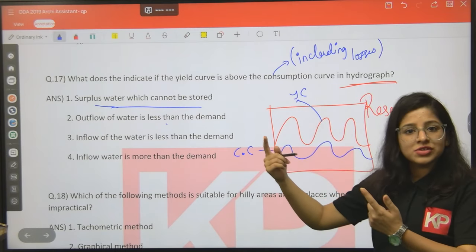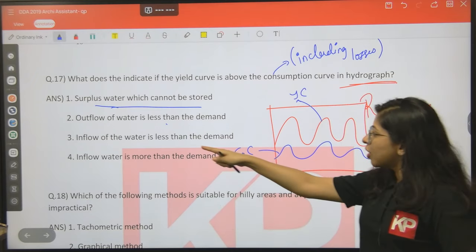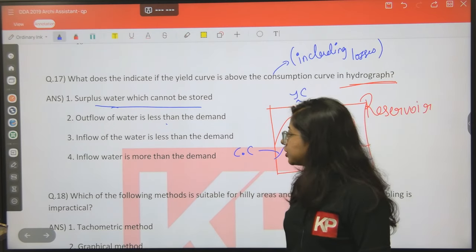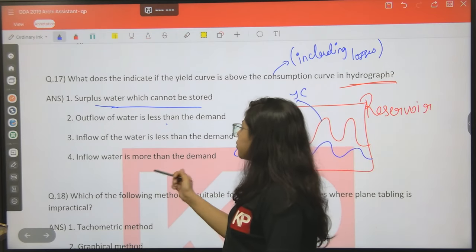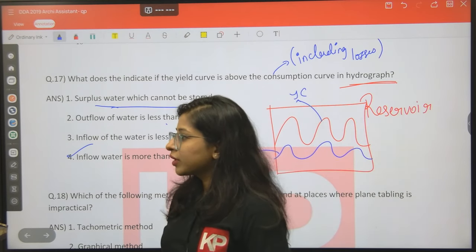Your yield curve is above the consumption. That means you are getting more water than you are utilizing. So obviously inflow is more than demand. It's not less than demand. So this will also not be the right answer. Inflow water is more than demand. Yes, inflow water is more than demand. Answer will be number 4.